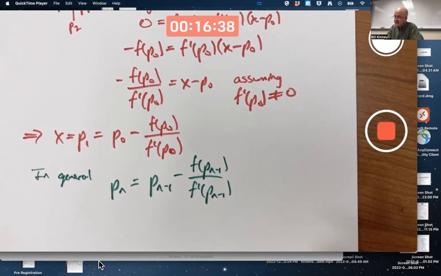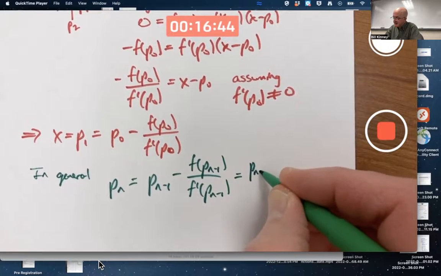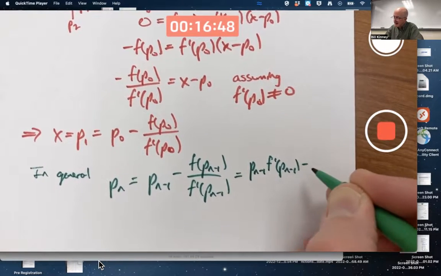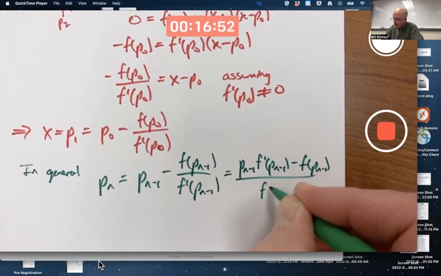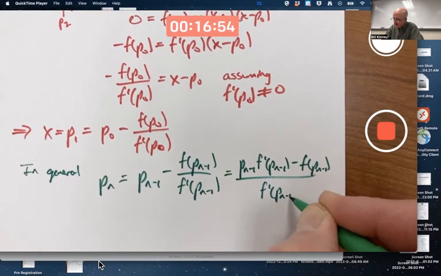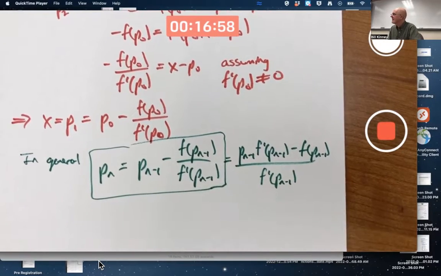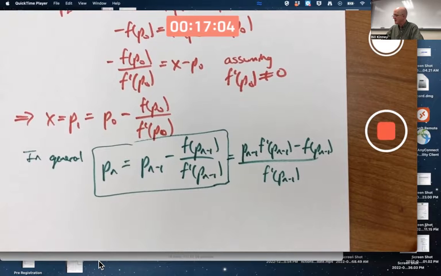Of course, you could get a common denominator of f prime of pn minus 1. You could also write this as p sub n minus 1 times f prime of p sub n minus 1 minus f of p sub n minus 1, all divided by f prime of p sub n minus 1. But it seems simpler to just focus on it in this way and not bother subtracting the fractions. Okay. So let's do a basic application of this.